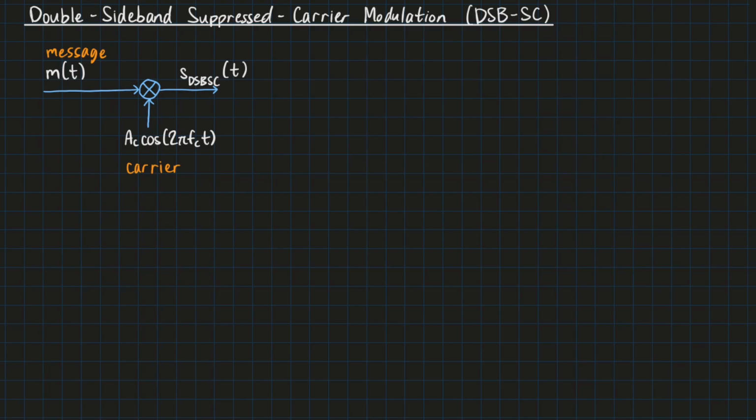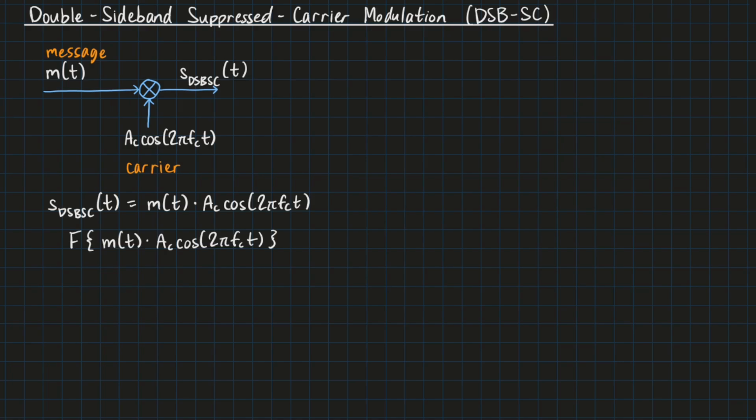And then if you input them through a multiplier, mixer, or modulator, the output of that would be the DSB-SC signal. In the time domain, we can write the modulated signal as just the straight up multiplication of m(t) and A_c cosine 2 pi f_c t. To get the signal in the frequency domain, we take the Fourier transform of that, and with the modulation property, we'll get the following.